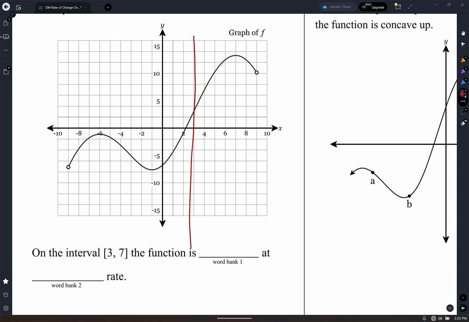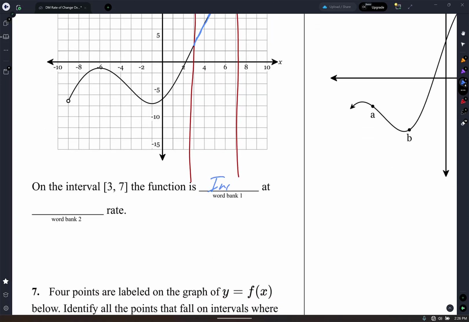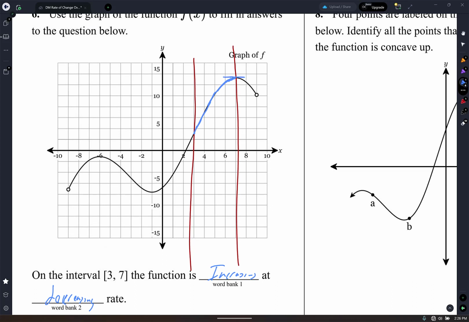Here's 3. Here's 7. Look at this curve, guys. Are you going uphill or not? You're going uphill. What's the concavity? Concave up or concave down? So you are increasing at a decreasing rate. That's why you're able to have a horizontal tangent there at the very top, because you're increasing at a decreasing rate. Does that make sense, guys?